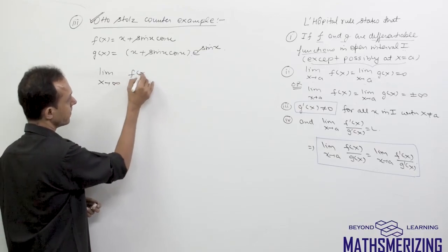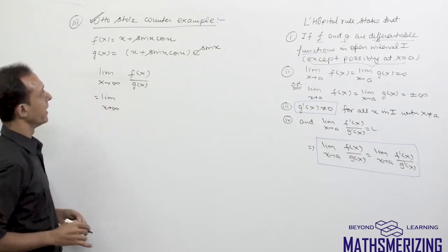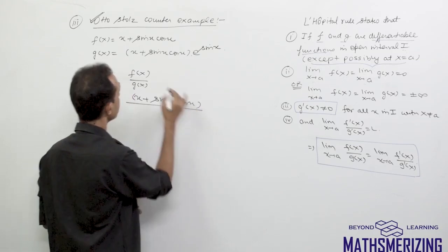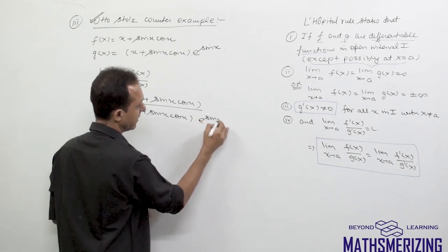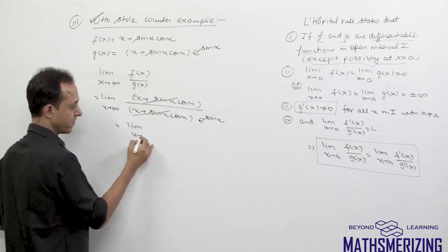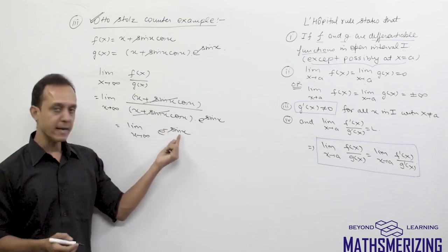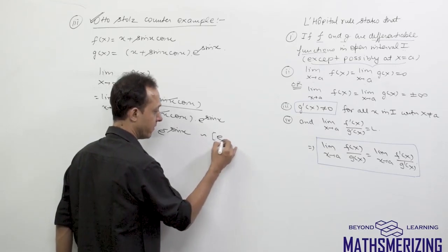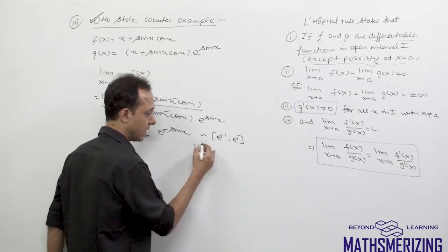Now we wish to calculate the limit x tends to infinity of f x upon g x. So I can write this limit as limit x tends to infinity of x plus sin x cos x upon x plus sin x cos x into e to the power sin x. Now I can cancel x plus sin x cos x. So I'll write this limit as limit x tends to infinity of e to the power minus sin x. Now if I put in the limit, I'll get e to the power minus sin infinity, and sin infinity is an oscillating value. So I'll get an oscillating result, which oscillates from e to the power minus 1 to e. When I'm getting an oscillating result, we know that the limit does not exist.